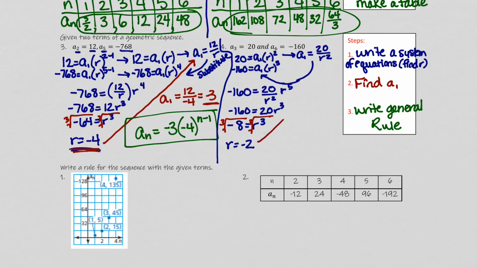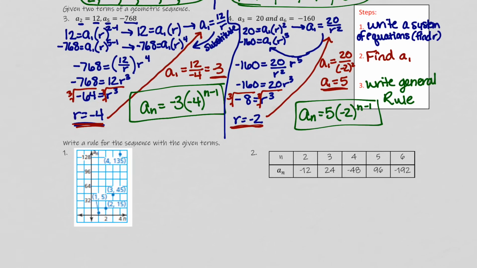So I'm going to take this and plug it into that a1 equation here. a1 is going to equal 20 divided by negative 2 squared, because that's what r equals, negative 2. So 20 divided by 4, a1 is going to be 5. So there's a1, there's r, we can write our rule. So an is going to equal that first term times r to the n minus 1 power.